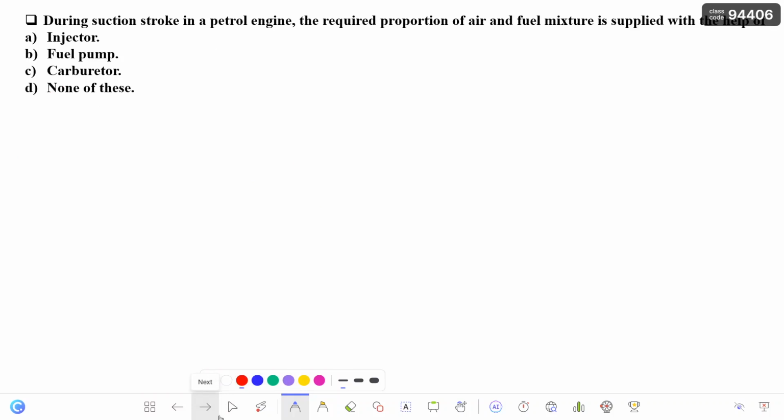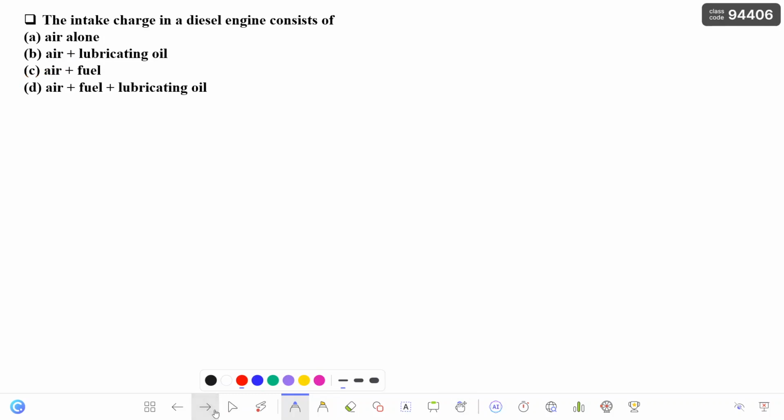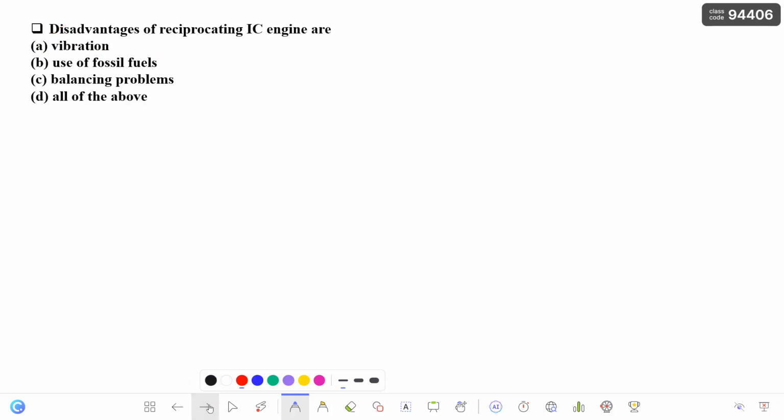Okay, then this is another question. During the suction stroke in a petrol engine, the required proportion of air and fuel is mixed by the carburetor, sir. Option C. Correct. So nothing to explain here. We'll move to the next. The intake charge in a diesel engine consists of only air, sir. Correct. Air alone. So no need to explain here. We'll move to the next question.